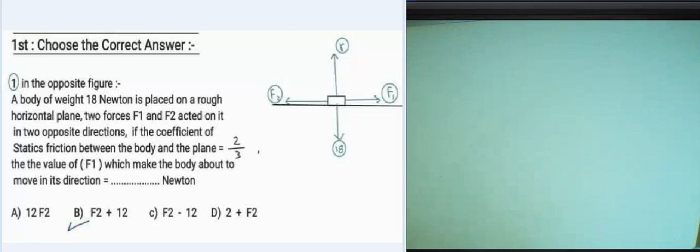Today we'll solve the statics exam, session 1, of this year, 2023. Look at question number 1, show the correct answer. In the figure, a body of weight 18 newton is placed on a rough horizontal plane. Two forces F1, F2 act on it in two opposite directions. If the coefficient of static friction between the body and the plane is 2 over 3, the value of F1 which makes the body about to move in its direction equals blank newton.